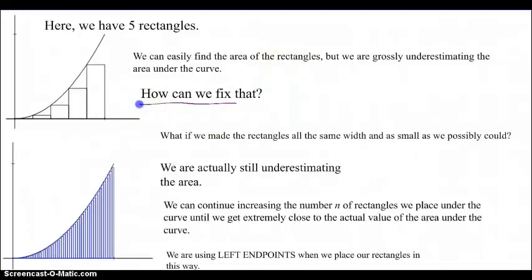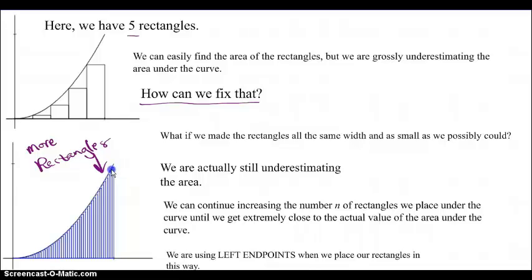So how can we fix it? Well, we can fix it if we had more rectangles. As you can see in this example, the more rectangles we have, the better the approximation. So here are 5 rectangles. Here are many more. I believe this is 50 rectangles. I can't remember how I did that. It's been too many years ago. But this is many more than 5 rectangles.